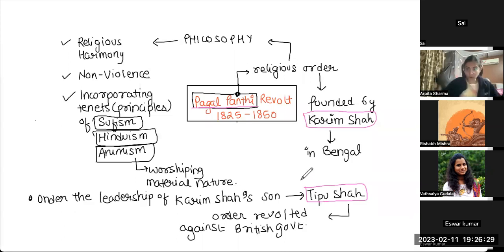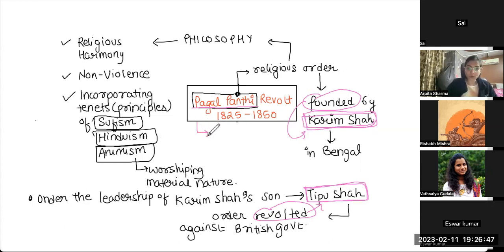And please draw a structure around this particular name so that you can remember why we have highlighted it. Taki aap yaad rakho ki humne kyun highlight kiya hai. Theek hai? Revolt Tipu Shah. And the organization was founded by Karim Shah. Theek hai? Point clear ho gaya yahan par.